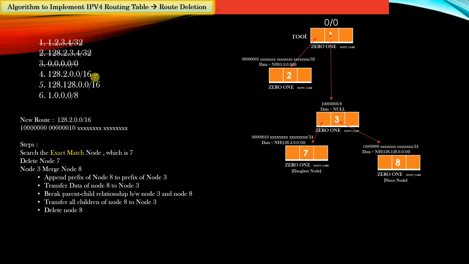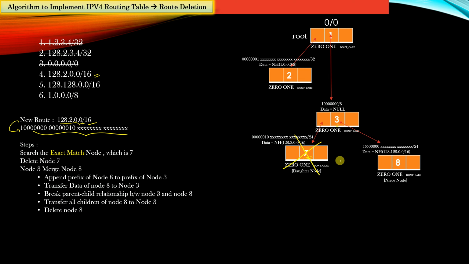Now let us delete route number 4, which is 128.2.0.0/16. So the effective prefix of this route would be the following. Using the exact match route search algorithm, we are going to locate the node, which is node number 7, which holds the data for this route 128.2.0.0/16. And as per the algorithm, we are going to delete node number 7 straight away, and its parent, node number 3, would become a half node, so it will execute the merge algorithm.